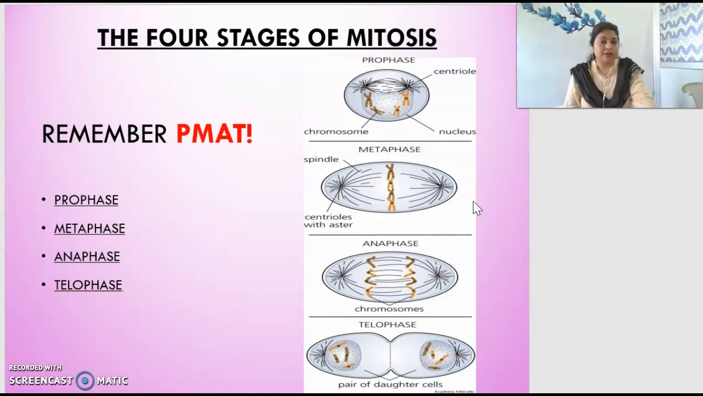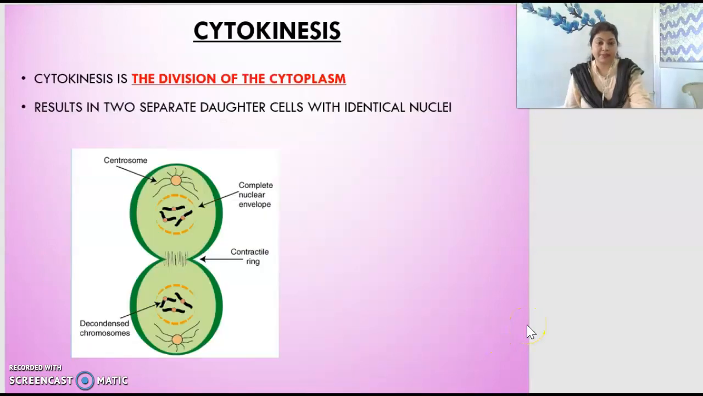So in short, there are four stages of mitosis. Just remember PMAT. P stands for prophase, M stands for metaphase, A stands for anaphase, and T for telophase. Again, reasoning: prophase, condensation; metaphase, means equatorial plate; anaphase, the spindle fibers are coming to opposite poles; and in the telophase, the nucleus is formed containing the chromosomes, and the whole cell divides with the help of cytokinesis.